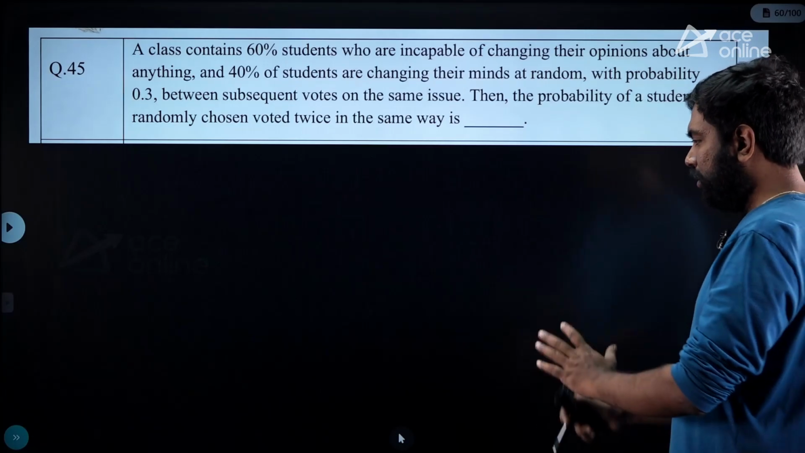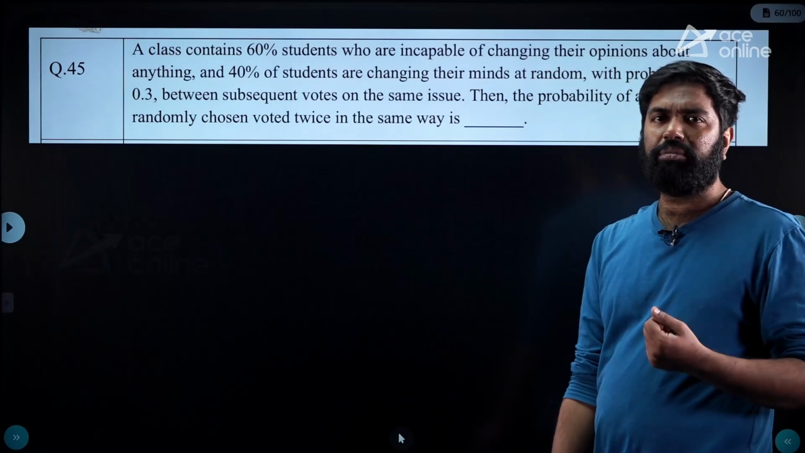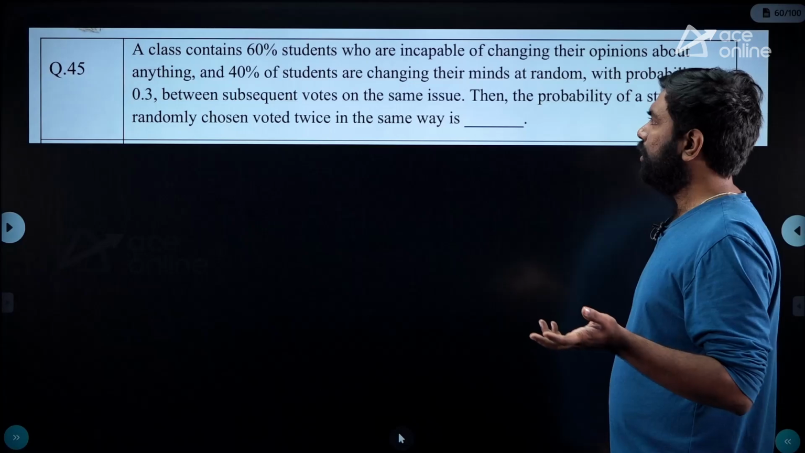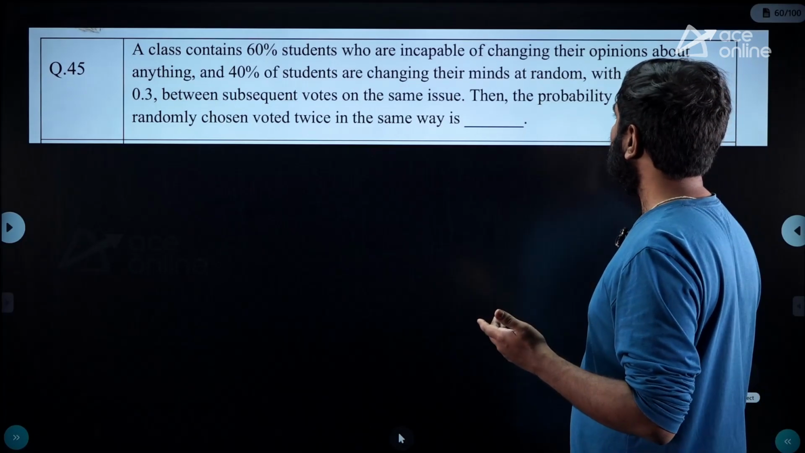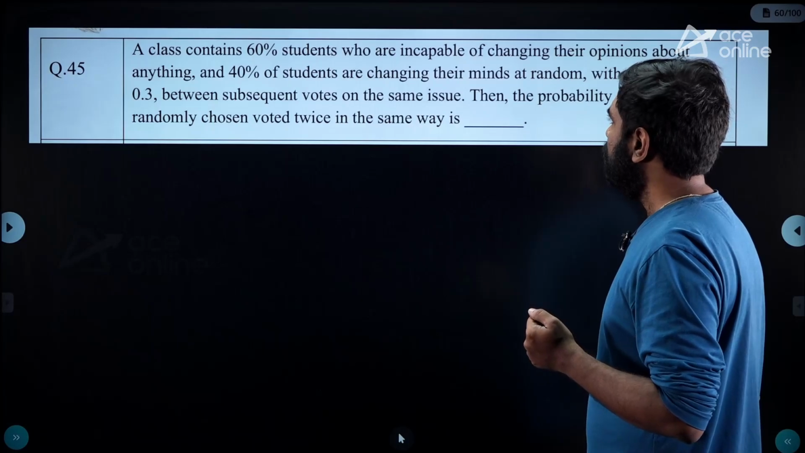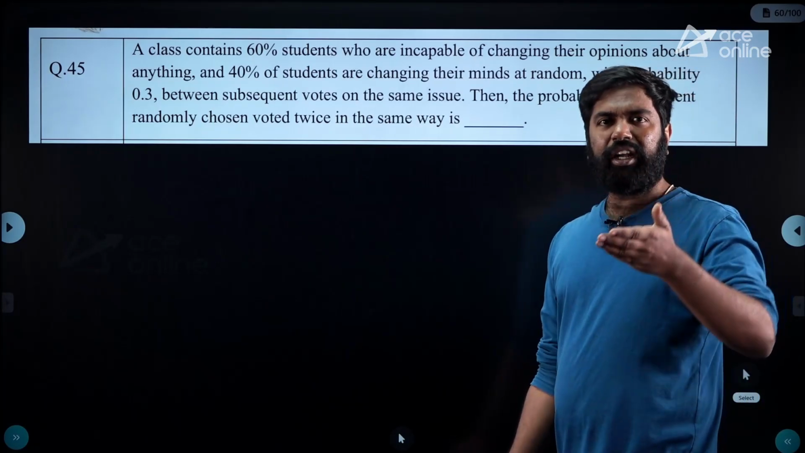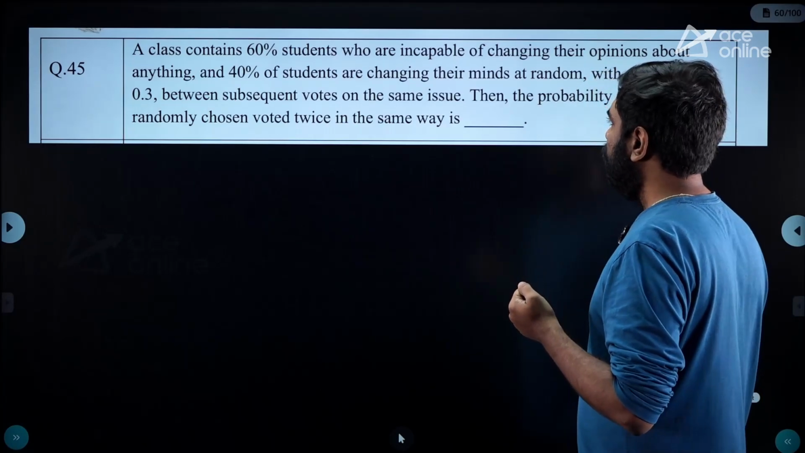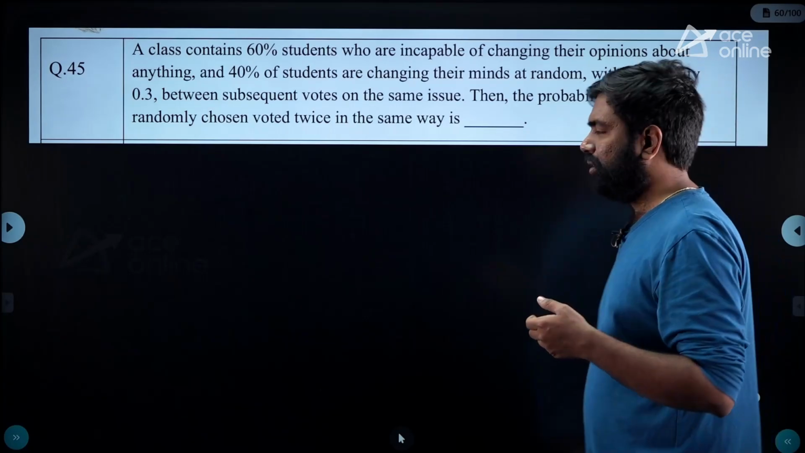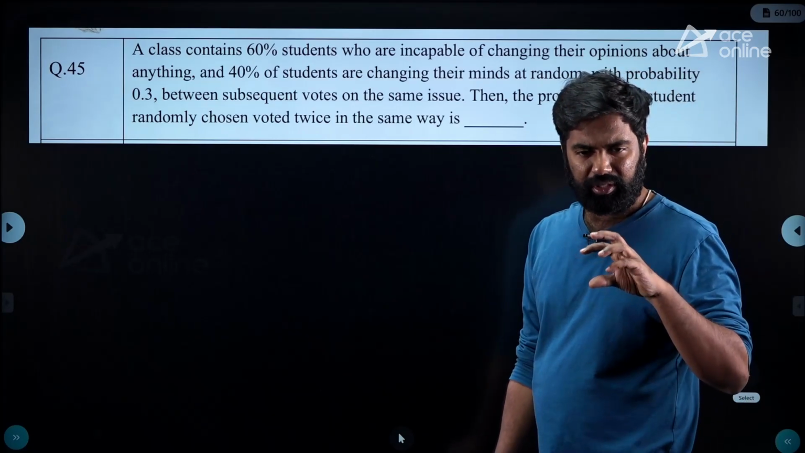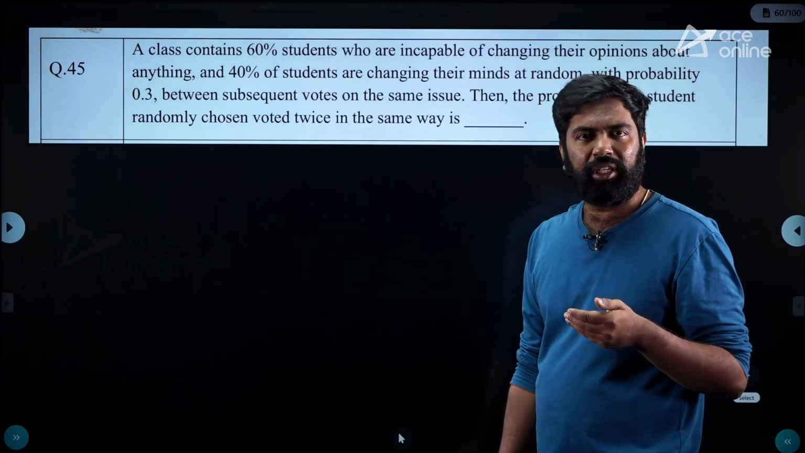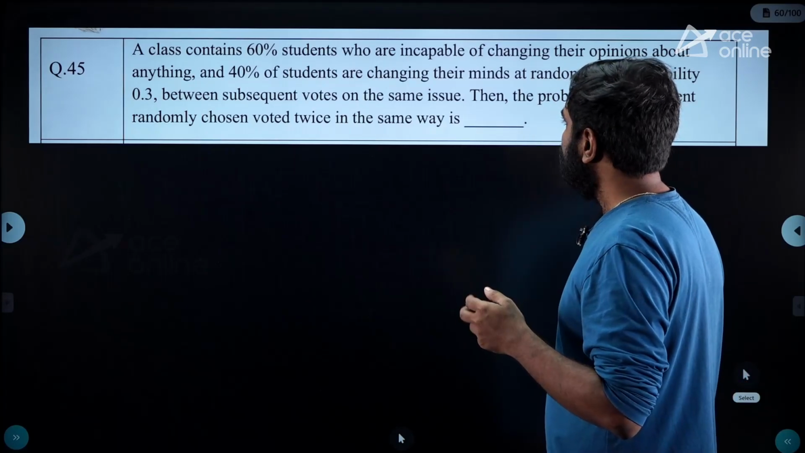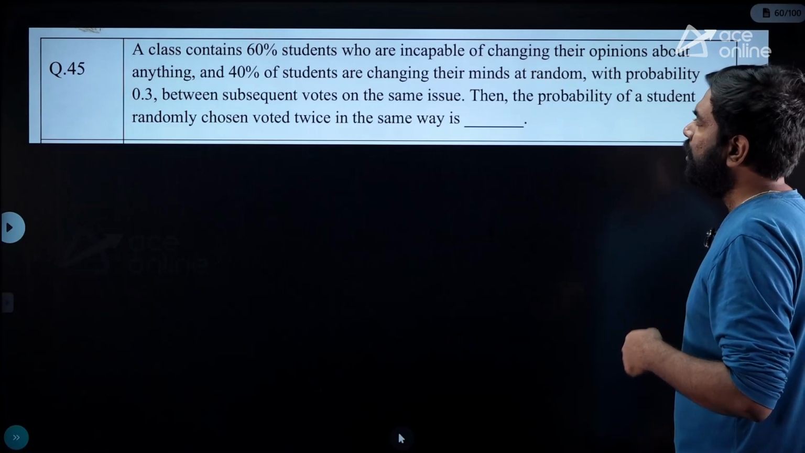So you can go through the data, read the question multiple times to get a better understanding. There is a class, out of the 100% students, 60% are incapable of changing their opinions about anything. Incapable of changing their opinion means once they decide something, every time you ask them, they are with the same opinion. And 40% of the students are changing their minds at random. So the remaining 40%, they say something in the beginning, and after some time you ask them, they might change their opinion. That's what they are saying. And that too with probability 0.3.